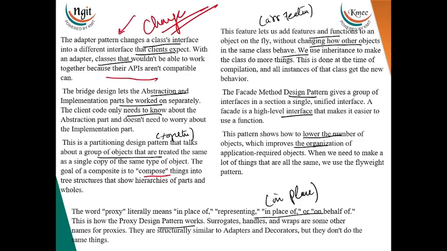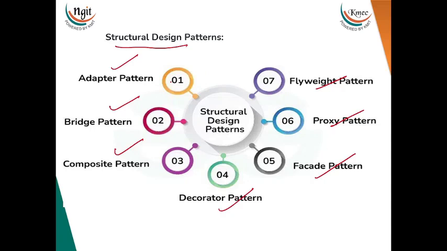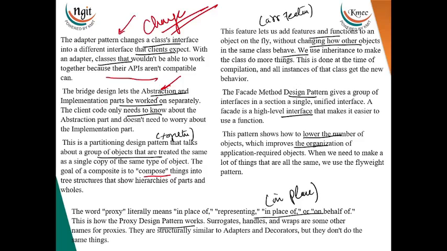The bridge lets abstraction and implementation be connected. What do you mean by this? Bridge pattern means it's going to connect with a new pattern. The bridge design lets the abstraction and implementation parts be worked on separately. The client only needs to know about the abstraction part and does not need to worry about how the implementation part works. Correct? If you take the example of an extension wire, you just connect it and it will work together. This is the bridge pattern.